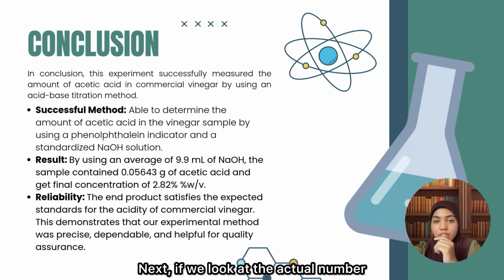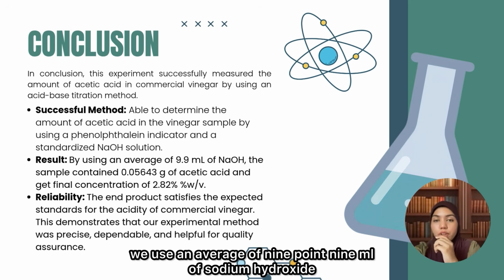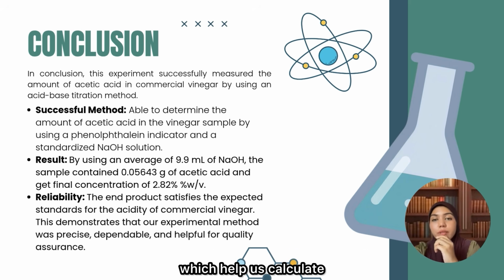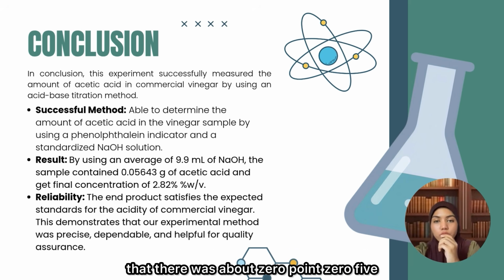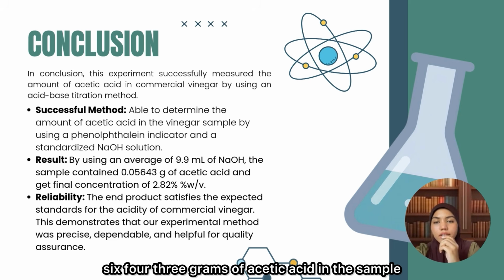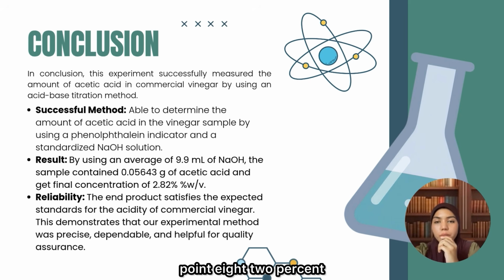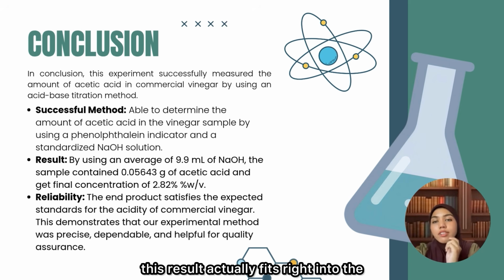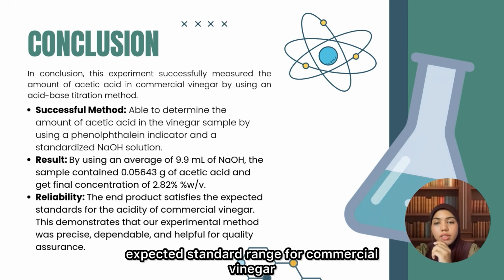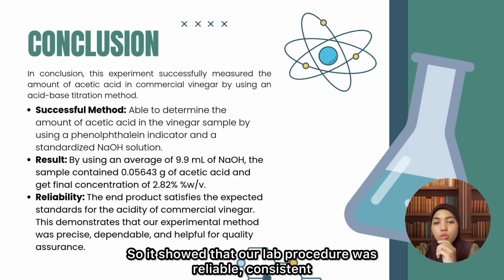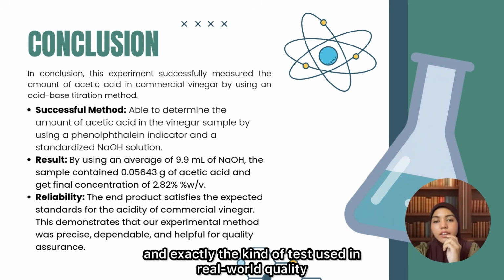Next, if we look at the actual numbers, we used an average of 9.9 ml of sodium hydroxide, which helped us calculate that there was about 0.05643 grams of acetic acid in the sample. That brings our final concentration to 2.82%. And finally, when it comes to how accurate the experiment was, this result actually fits right into the expected standard range for commercial vinegar. So, it showed that our lab procedure was reliable, consistent, and exactly the kind of test used in real-world quality control.